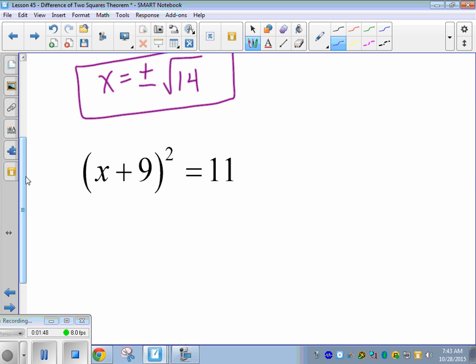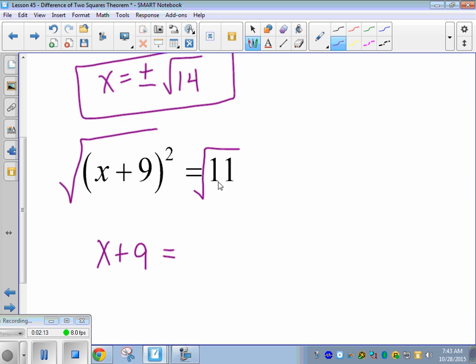x plus 9 squared equals 11. So this one has 2 steps. Okay, and you have to always square root first. Okay, we're isolating what's in the parentheses first. So we're going to square root both sides. Always do that first. And that undoes the square. So I just have x plus 9.